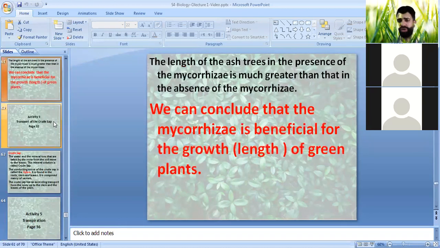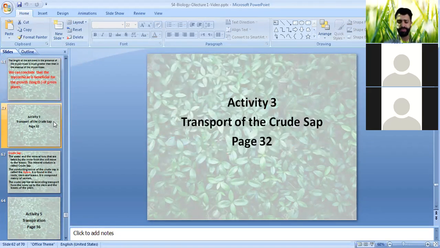The length of ash trees in the presence of mycorrhizae is much greater than in the absence of the mycorrhizae. So we can conclude that the mycorrhizae is beneficial. It's very important for the growth or for the length of green plants.